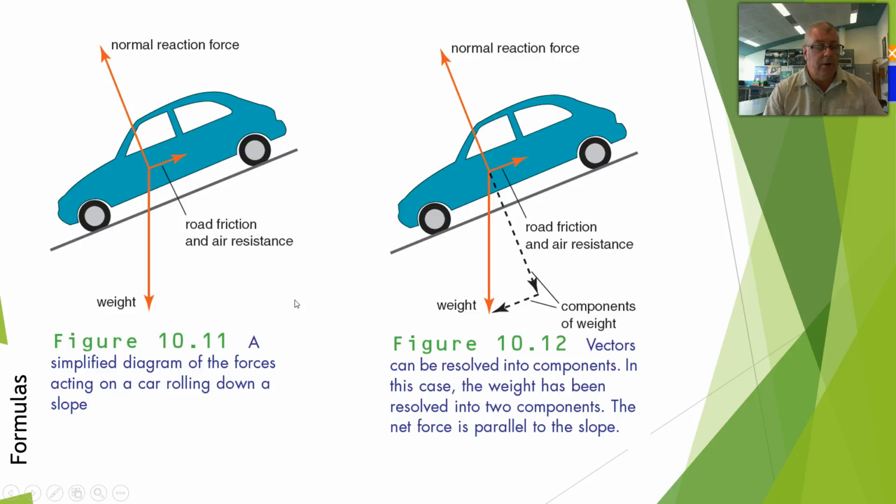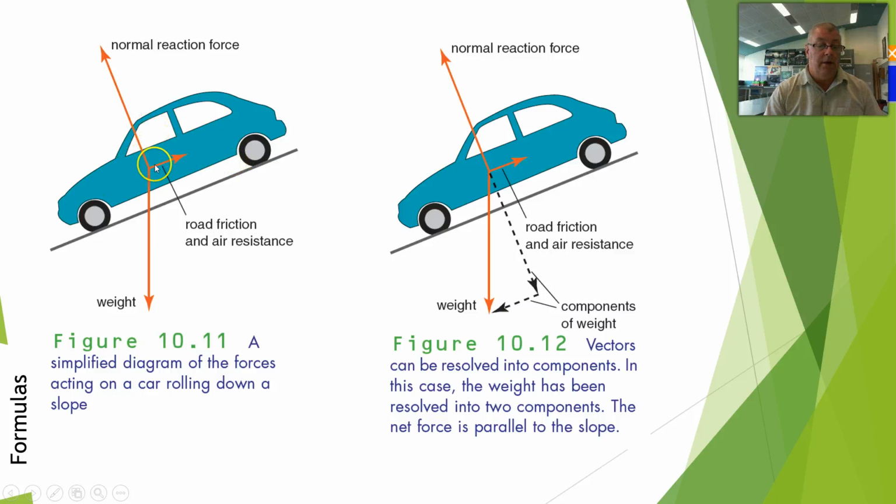Another scenario where you'll be looking at components is on inclined planes, and we'll look at inclined planes again in another video, but this is just an example. So here you have a car on a slope, and it happens to be rolling down at a constant velocity. Basically, the weight force of the car is the predominant force, and all the other forces are resultants of that weight force, which is caused by gravity.